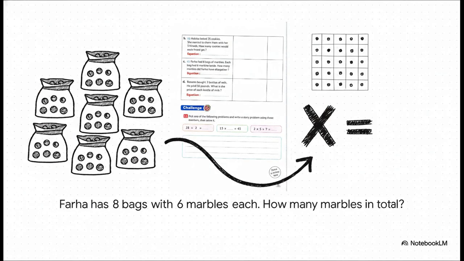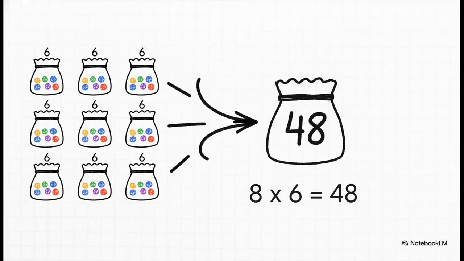Okay, now for the opposite scenario. Let's say Farah has 8 bags of marbles, and each bag has 6 marbles inside. We want to know how many she has all together. We've got equal groups, and we need the total. So this sounds like a job for the other operation, right? Exactly. We're combining those 8 equal groups of 6 marbles. So we're going to multiply. 8 times 6 gives us a grand total of 48 marbles. It's amazing how just knowing if you need to combine or separate points you right to the answer.